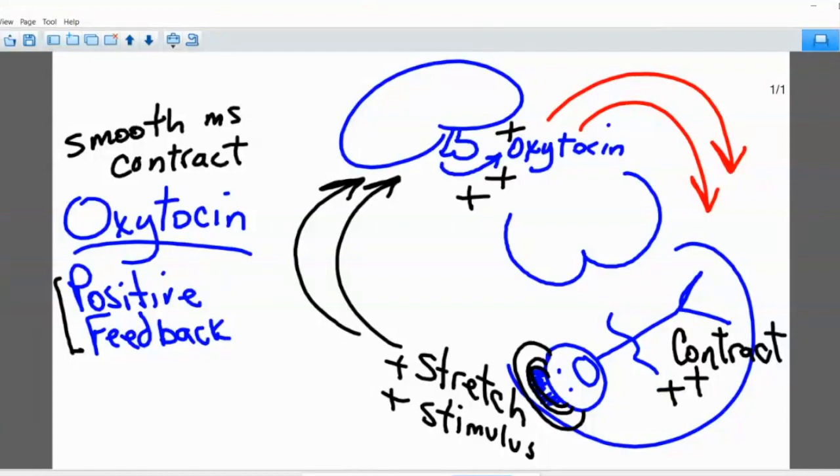What is that initial stimulus? The stretching. So oxytocin, that uterus is stretched out. Oxytocin keeps going and keeps contracting that uterus, not as hard, but after you've given birth to the baby, you're going to birth the placenta too, and the uterus keeps on contracting some. And here's the cool thing about that.